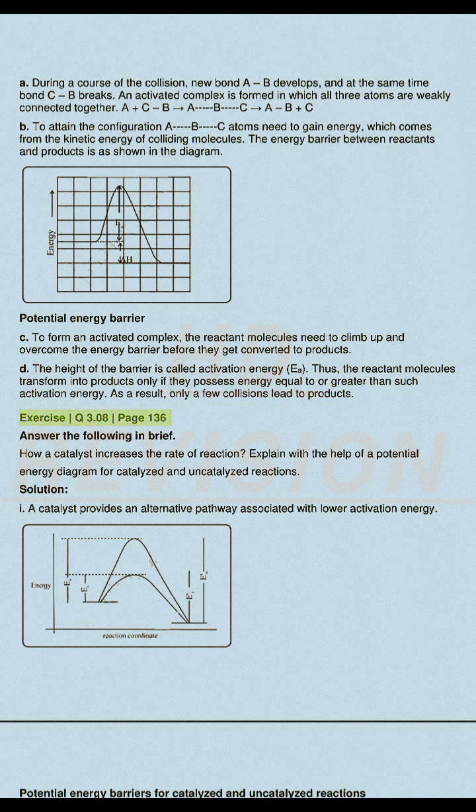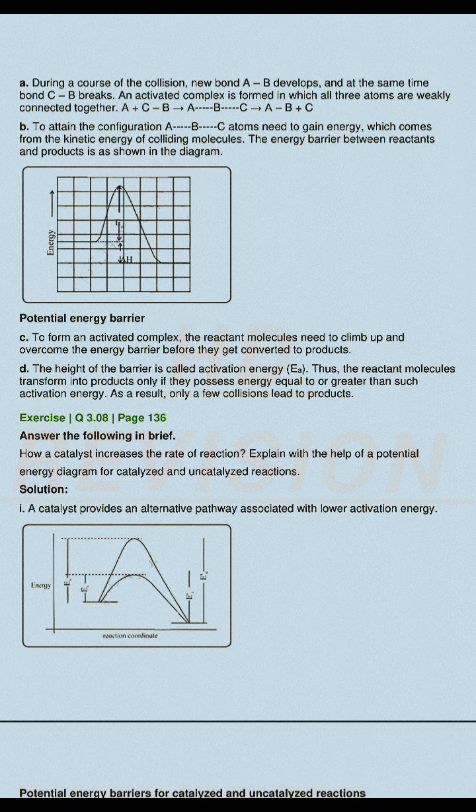Exercise Q 3.08, page 136. Answer the following in brief. How does a catalyst increase the rate of reaction? Explain with the help of a potential energy diagram for catalyzed and uncatalyzed reactions. Solution. A catalyst provides an alternative pathway associated with lower activation energy. Potential energy barriers for catalyzed and uncatalyzed reactions.